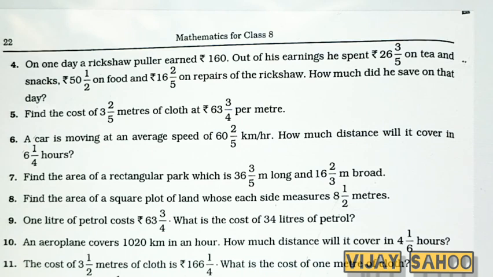So in the same way you can relate it with question number 5th and 6th. Even I can say that 9th and 10th are also related to question number 5th and 6th. 1 liter of petrol cost is this, then what is the cost of 34 liters? So 34 multiplied by 6 3 by 4. An aeroplane covers 1020 kilometers in an hour. How much distance will it cover in 4 1 by 6 hours? Yes, you can see that it is exactly related to question number 6. 6th and 10th are the same. Even 11th is also the same. So till the 11th question, now you can attempt. You have to complete, you have to practice it.